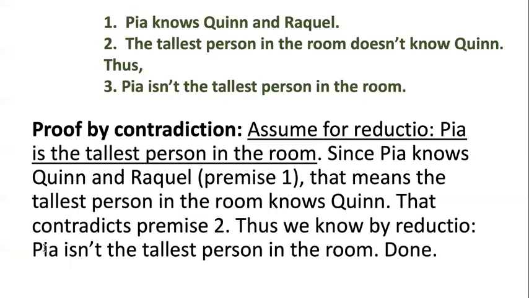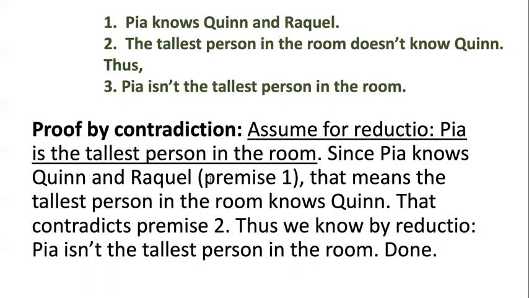Now let's see what the full proof would have looked like. This is what you do when you do a reductio. Let's assume for reductio that Pia is the tallest person. Let's assume the opposite of what we're trying to show. And what we're going to do with reductio is to prove that that can't possibly be the case. It's impossible for Pia to be the tallest person. If it's impossible for her to be the tallest person, then we know that she isn't the tallest person, has to follow validly from those premises.